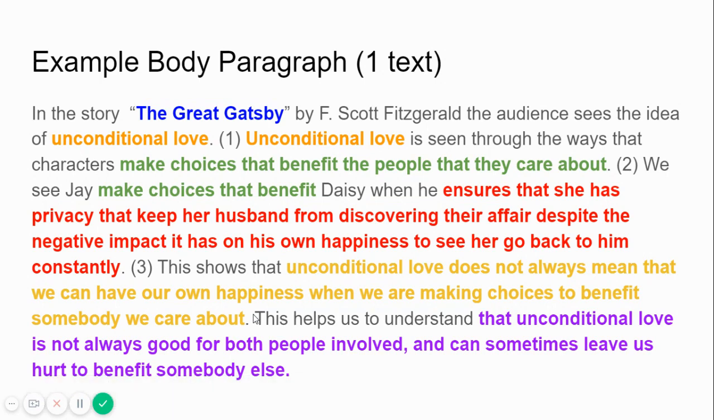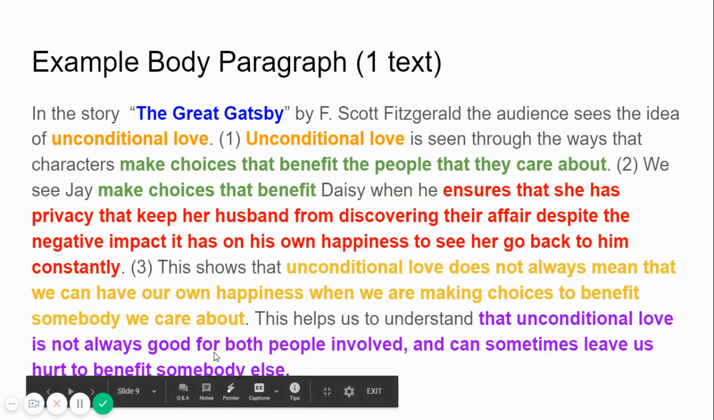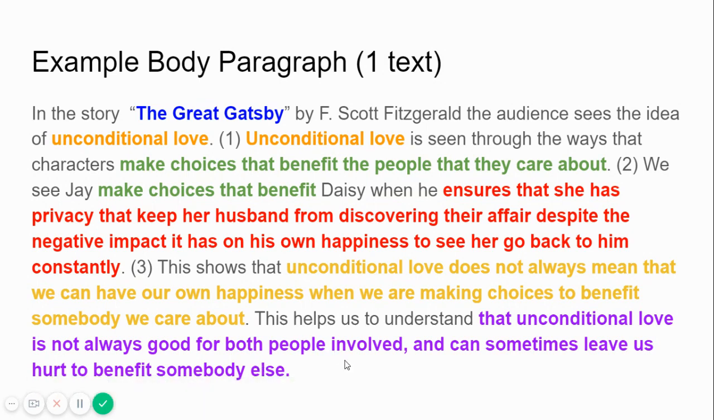So that yellow section has prepped us quite nicely for our link to the wider world, or why it's important for the audience. So this helps us to understand that unconditional love is not always good for both people involved and can sometimes leave us hurt to benefit somebody else. So here you've made a nice link to the wider world or a wider understanding of the idea. It doesn't have to be really complicated. It can just be one sentence, just like this, that you use to show how somebody in general might interpret the theme or idea, or how the theme or idea can be generalized beyond the text.